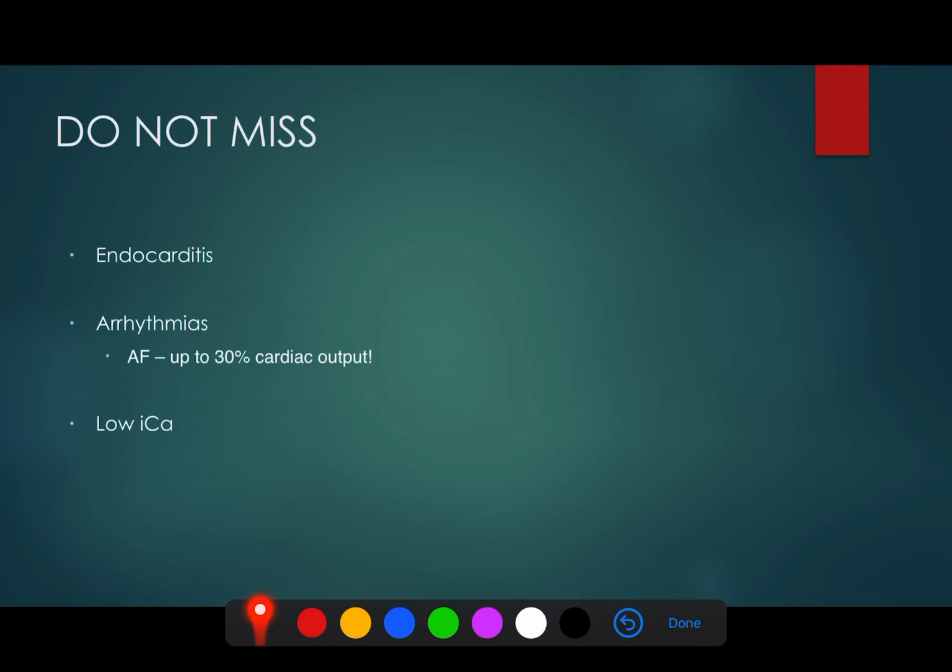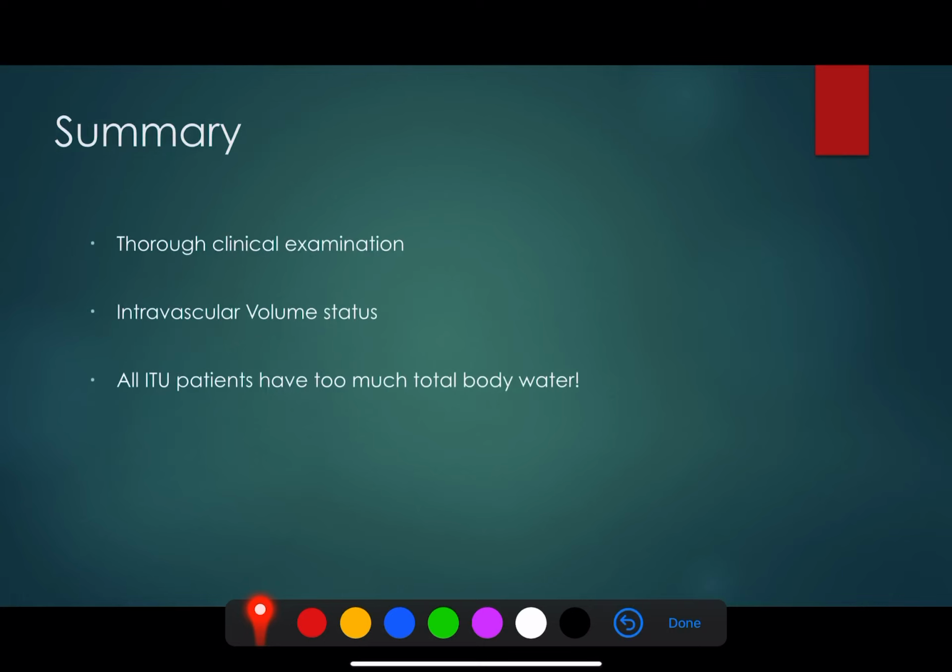Low ionized calcium is something that's often missed because it's not something that you'd routinely look at on a blood gas. But you should always consciously have a look, especially if you find that your noradrenaline levels are starting to go up or the patient is becoming less responsive to vasopressor therapy. And the other thing to think about there is whether to add in steroids. Again, we'll go through vasopressor therapy in a lot more detail in a separate video.